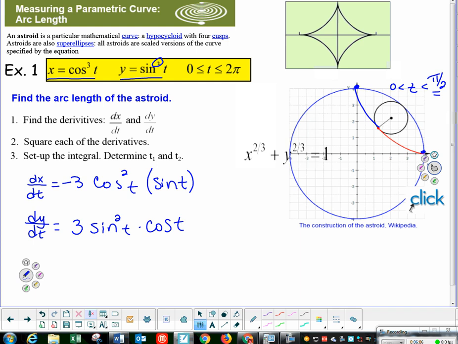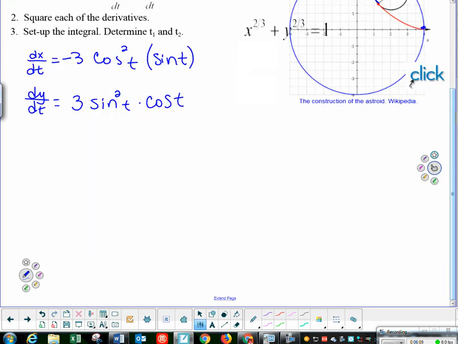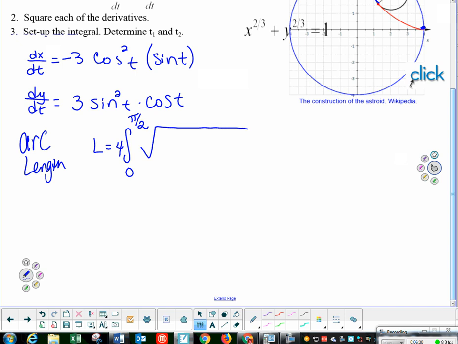Then when I come to my arc length formula, what is arc length? See if you can recall it without looking. That long proof we just talked about. We are going to integrate from 0 to pi over 2, and we'll multiply by 4. And I need the square root of dx/dt, quantity squared, plus dy/dt, quantity squared. No problem, we did that calculation.